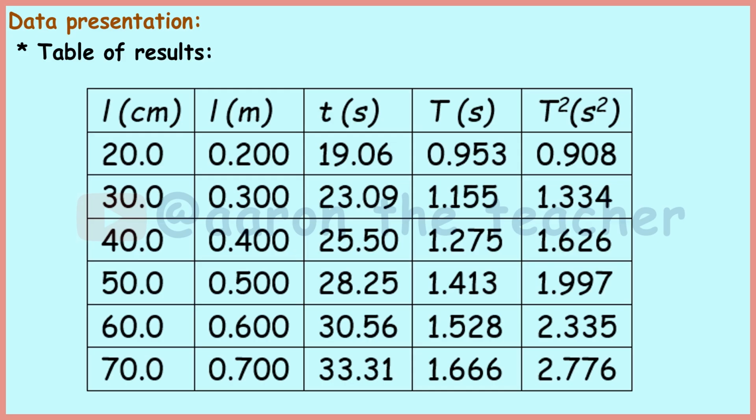And those are the values you obtain in seconds. The next one is for the period, also in seconds. The next one is for the period squared. So we squared the column for period to obtain the last column, which is T squared. That is the table of results. And then we proceed on.